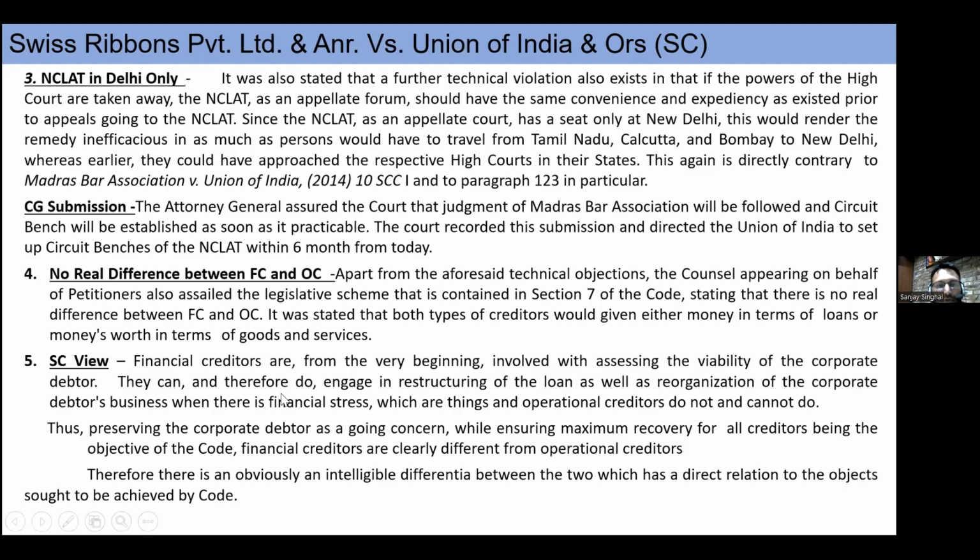So what was the Supreme Court's view? The Supreme Court held that financial creditors are involved from the very beginning in assessing the viability of the corporate debtor. They can, and therefore do, engage in restructuring of the loan as well as reorganization of the corporate debtor's business when there is financial stress, which are things the operational creditor does not and cannot do. So the Supreme Court has made a differentiation based on these aspects, thus preserving the corporate debtor as a going concern while ensuring maximum recovery for all the creditors, being the object of the code. Financial creditors are clearly different from operational creditors. The Supreme Court said there is obviously an intelligible differentiation between the two.